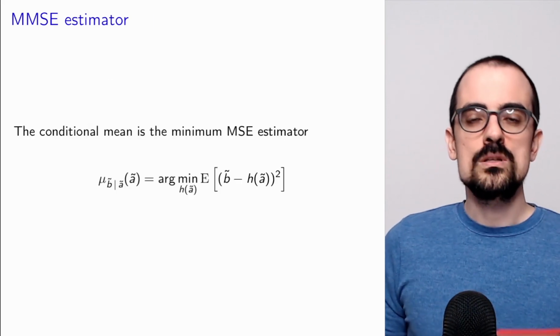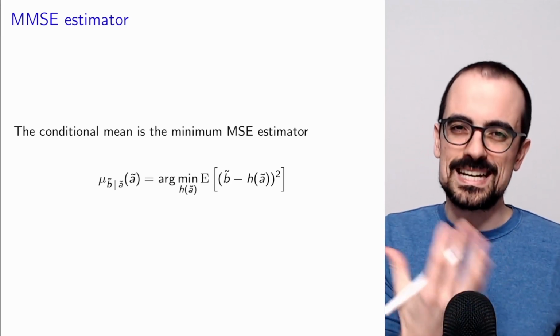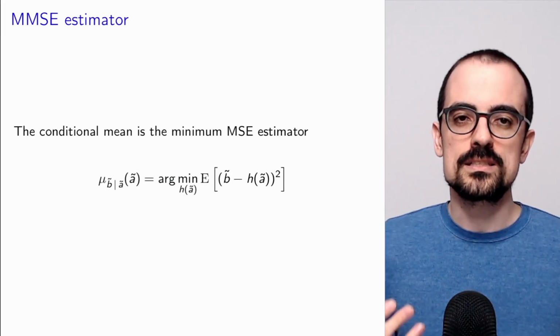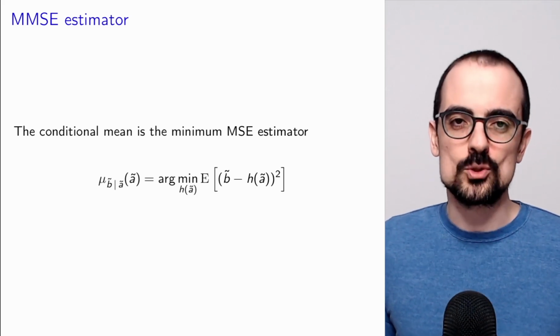Excellent. So now we have an estimator, which is the conditional mean function, and I've been hinting at the fact that it's optimal in terms of mean squared error. So now we're actually going to prove it.